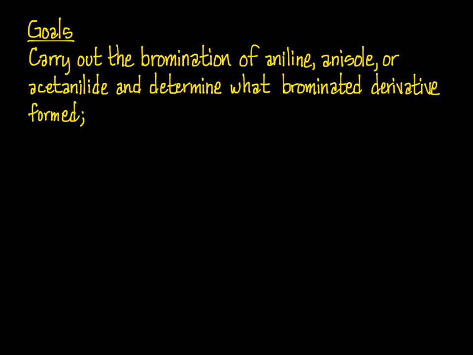Your goals for this experiment are to synthesize the brominated derivative of your assigned compound, determine what brominated derivative you made, and then using data from the entire class, determine the relative reactivities of the three compounds in the experiment: aniline, anisole, and acetanilide.